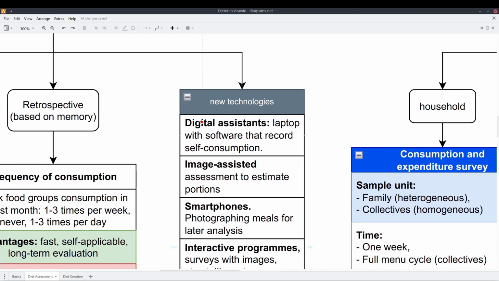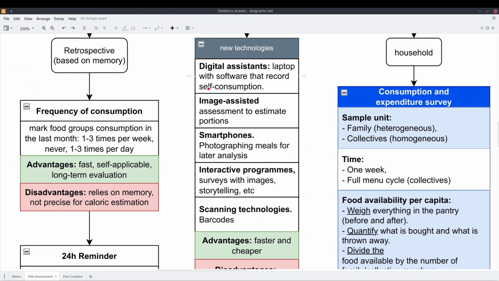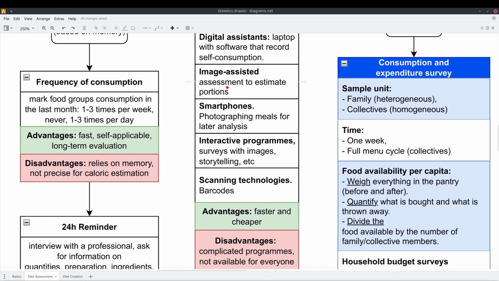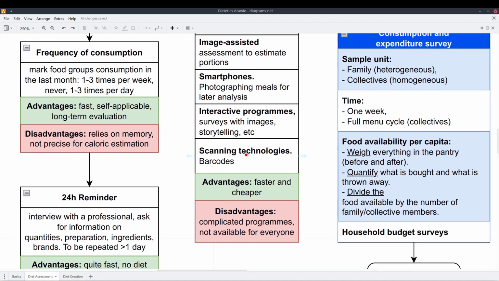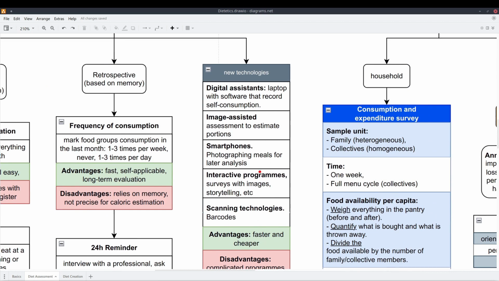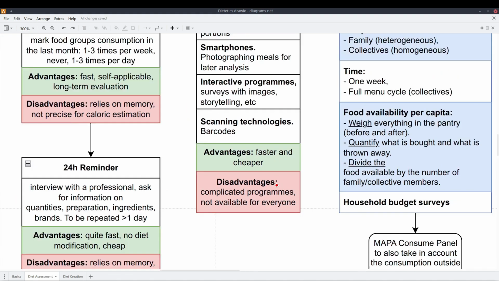And then we have the new technologies. These are, for example, digital assistants, laptops with software that record self-consumption, image-assisted assessment to estimate the portions, smartphones, the MyFitnessPal app, photographing meals for later analysis, interactive programs, surveys with images, storytelling, etc., and then also scanning technologies such as barcodes. Indeed, we can summarize this as the MyFitnessPal app, and this video is not sponsored. Advantages: faster and cheaper. Disadvantages: some programs can be complicated and it's not available for everyone, especially older people.